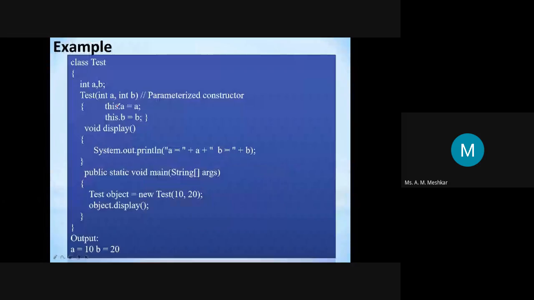So let me make you understand the concept of the this keyword using this example. Here is a class Test. Inside that, two variables of type integer are declared. Now here we will be writing one parameterized constructor, Test(int a, int b).